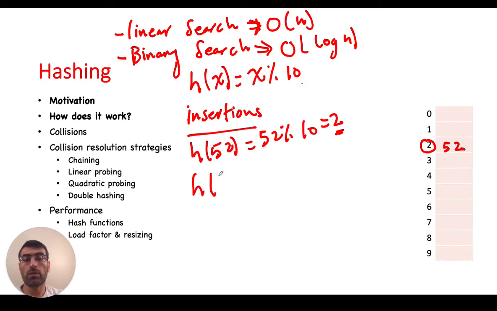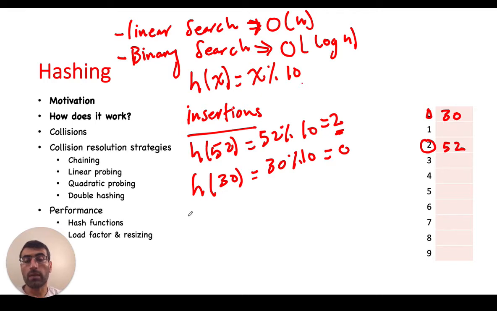Let's say I want to insert 30. Again, I do the same exact thing. I just compute the hash function, 30 mod 10, that is 0. So I go to bucket number 0 and insert 30 right there.